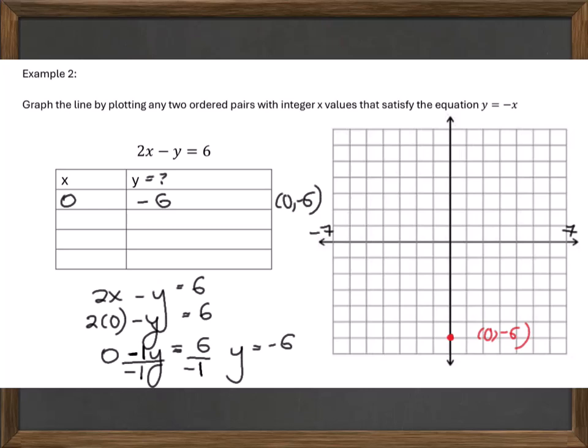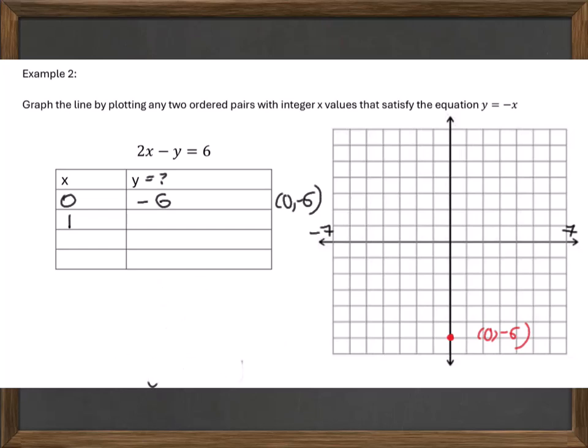Okay, so let's pick another number. Again, you can pick any number you want. I'm going to pick 1 for simplicity's sake, just because 1 is an easy number to work with. I'm going to erase this because I ran out of room. So now I have 2x minus y is equal to 6. This time x is not 0, right? I chose 1 instead. So we have 2 times 1 minus y equals 6, so we have 2 minus y is equal to 6.